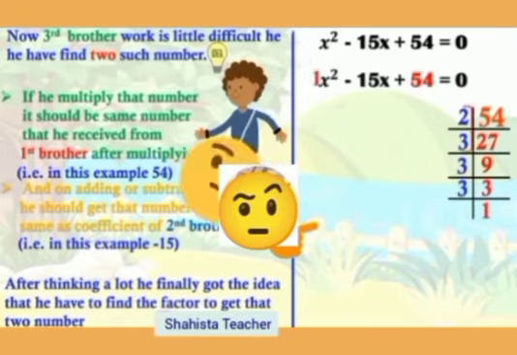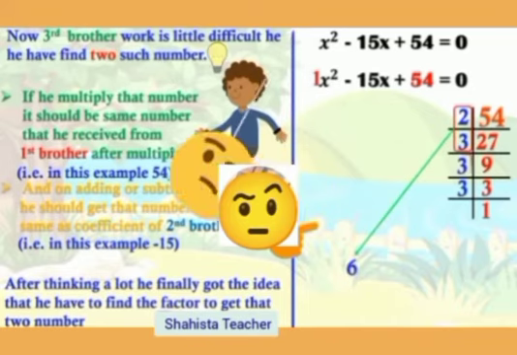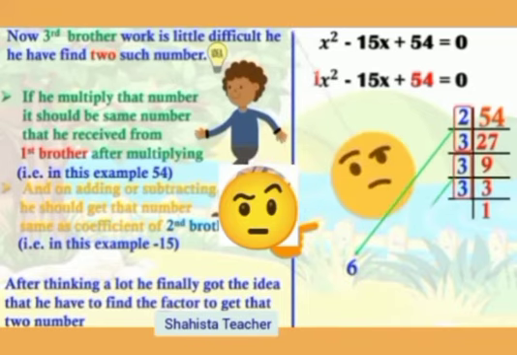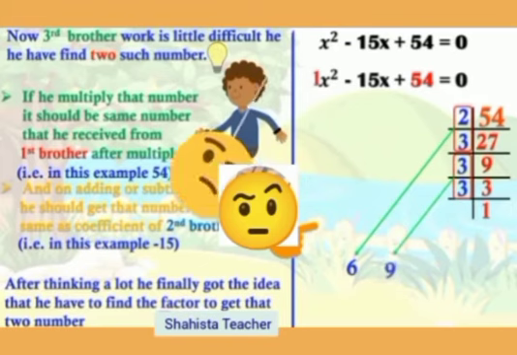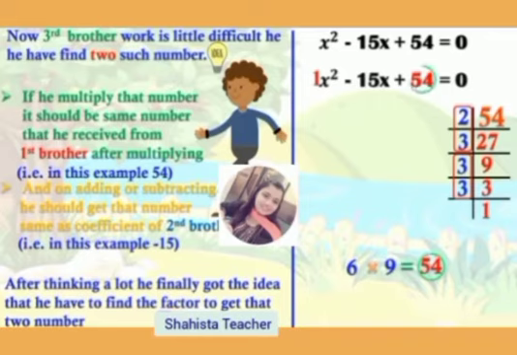2 multiplied by 3 multiplied by 3 multiplied by 3. So here 2 multiplied by 3 is 6, and 3 into 3 gives us 9. So after multiplying 6 into 9, we get 54. Finally, the third brother finds a way.